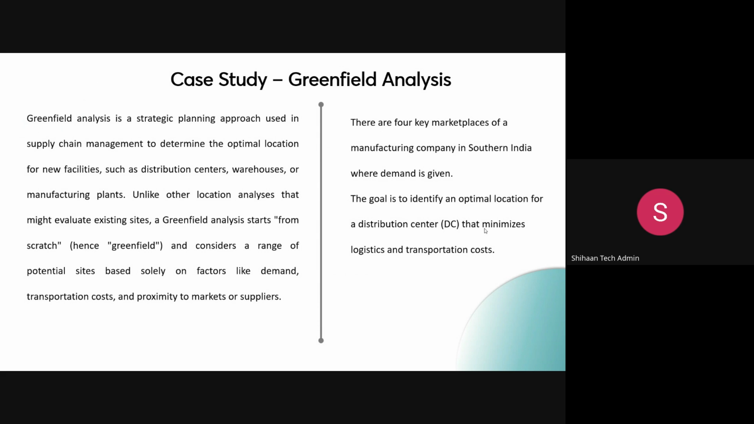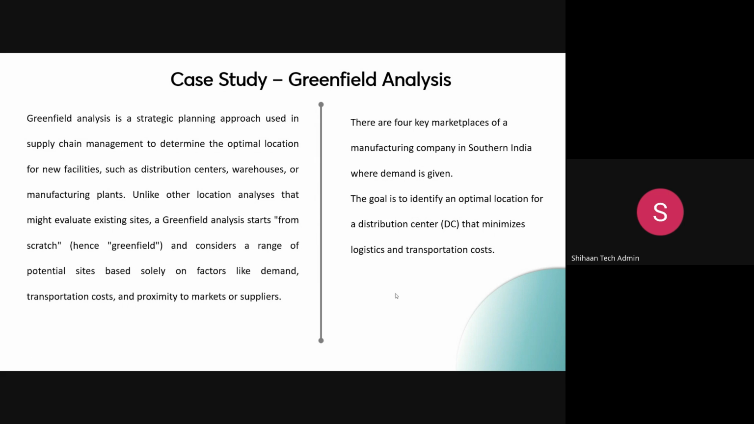Greenfield analysis is a strategic planning approach used in supply chain management to determine the optimal location for new facilities. I already said that it helps in scalability and scaling up your business. So if you want to set up a new facility such as a distribution center, warehouse, or manufacturing plant. Unlike other location analyses that might evaluate existing sites, a greenfield analysis starts from scratch, hence greenfield, and considers a range of potential sites based solely on factors like demand, transportation cost, and proximity to market or suppliers.